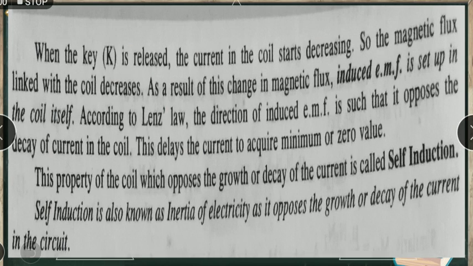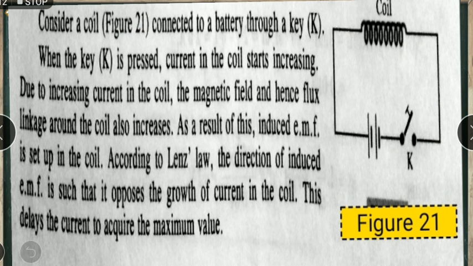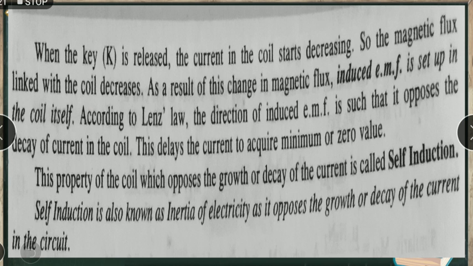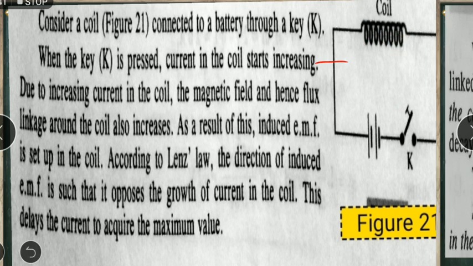So what happens if I release this key? Okay, if this key is open, if the circuit key is released, what happens? The current in the coil which has been already generated will start to decrease. Okay, so if current decreases, we know that the magnetic flux linked with the coil also decreases.